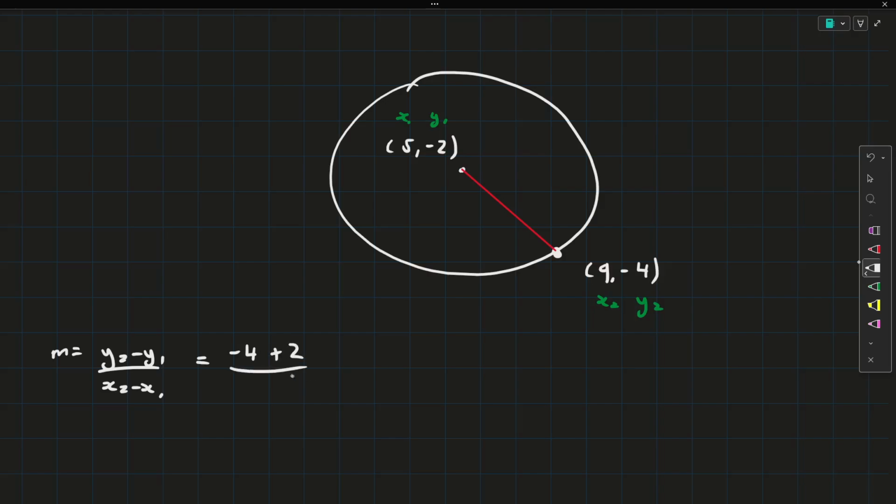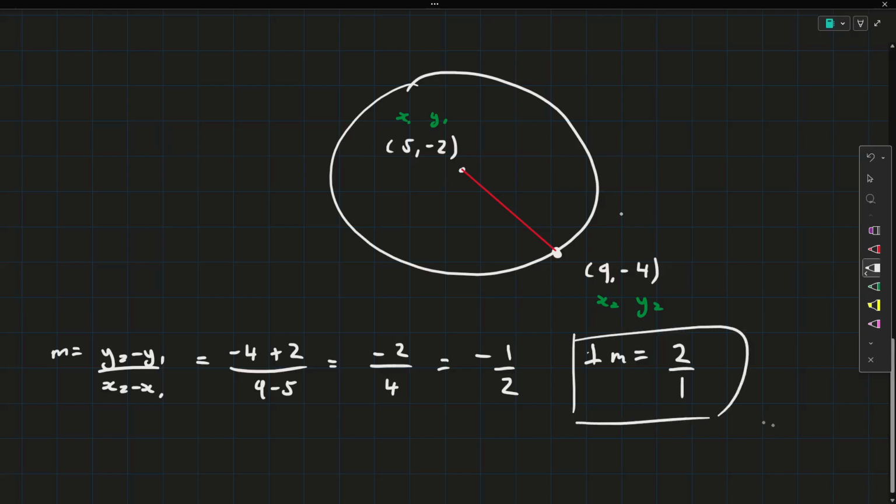So y2 minus y1: minus 4 minus minus 2 is going to be minus 2, divided by x2, which is 9, minus x1, which is 5, so we end up getting minus 2 over 4, which is equal to minus a half. That should make sense, because we can see from our diagram that it is indeed a negative slope. Then the perpendicular slope will be positive 2 over 1, because we take the reciprocal and multiply by minus 1. 2 over 1 is just the same as 2. So the perpendicular slope is 2, and that makes sense. It should be sloping upwards, as you can see from the diagram.